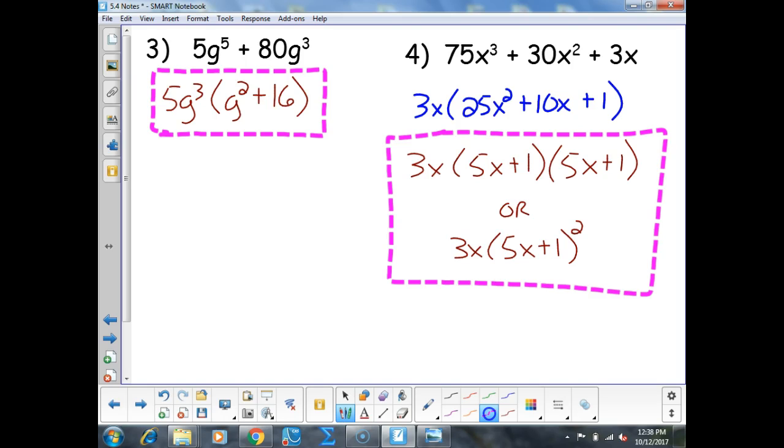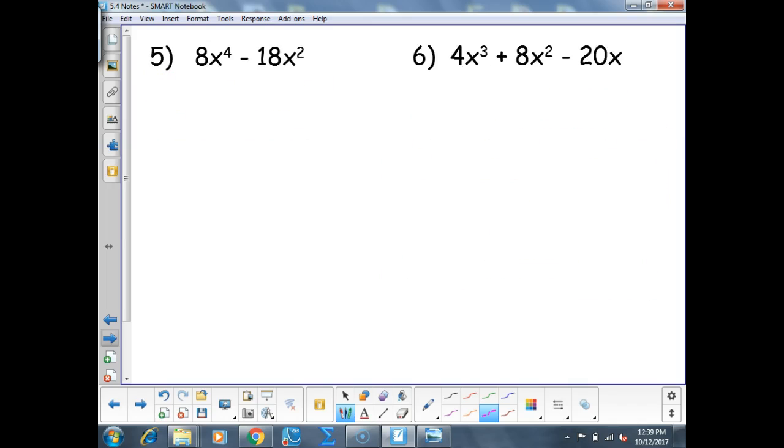Which of these two? I don't care. Later on, you're almost going to want to leave it like this, because when we get to dividing, you could possibly divide stuff out when it's factored. You can do the same with it, you just cancel all the exponents.